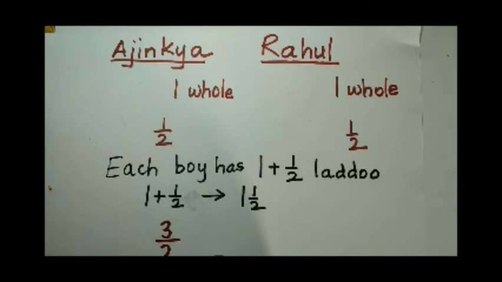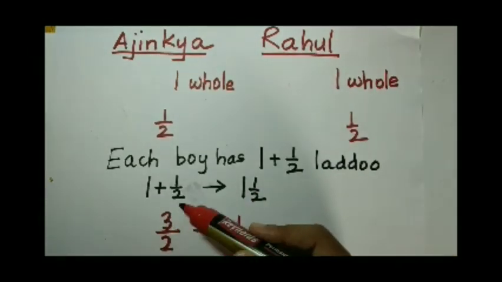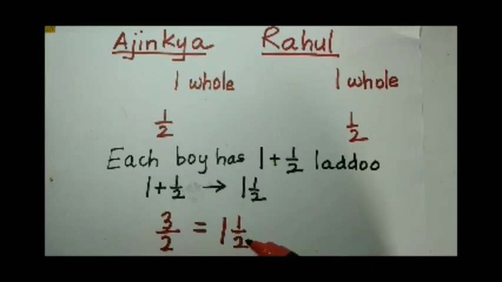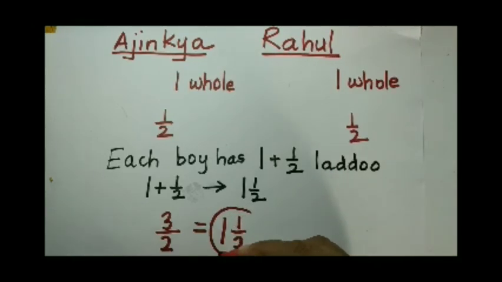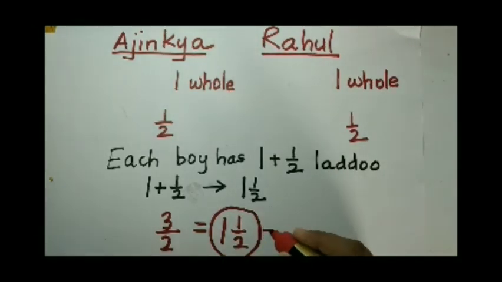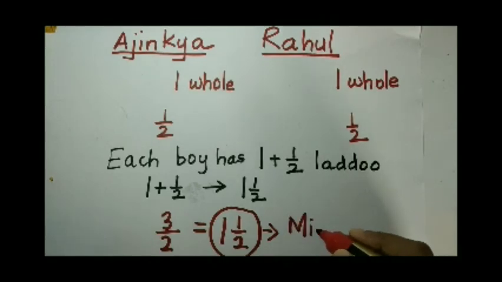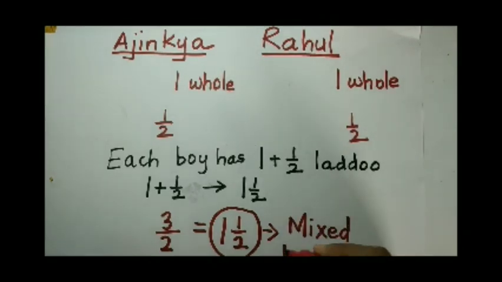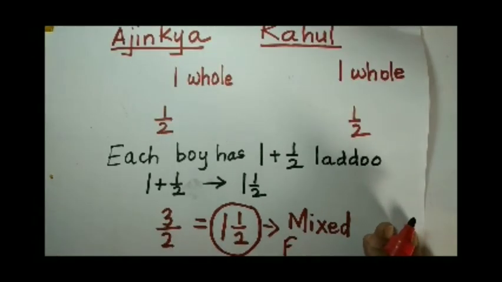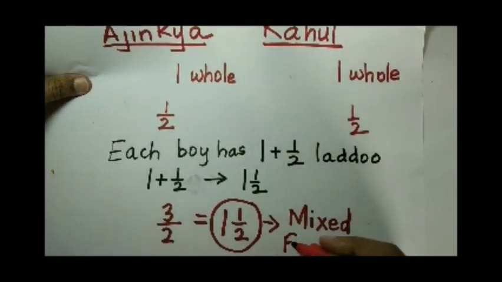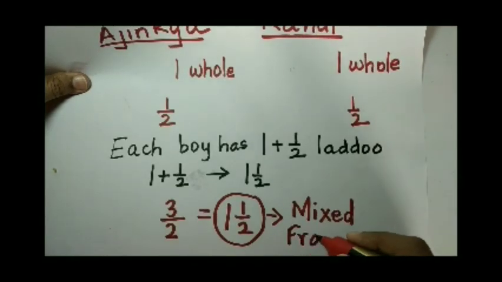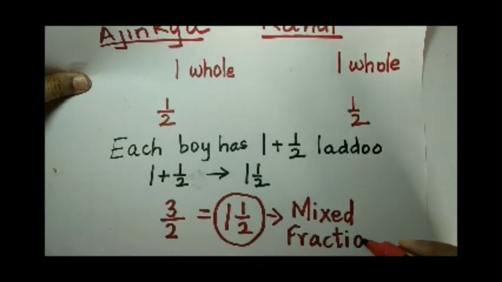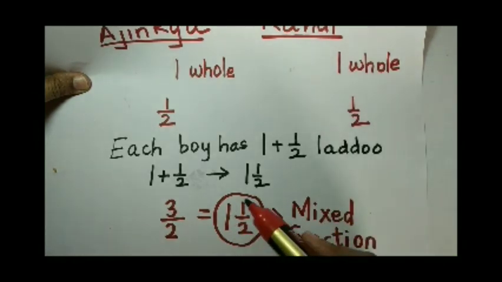Now in the first method we saw that we shared the laddus, that was 3 upon 2, and in the second method 1.5. So 3 upon 2 is equal to 1.5. They both get an equal share of laddus. Now this fraction 1.5, this is called a mixed fraction. 1.5 is called a mixed fraction.